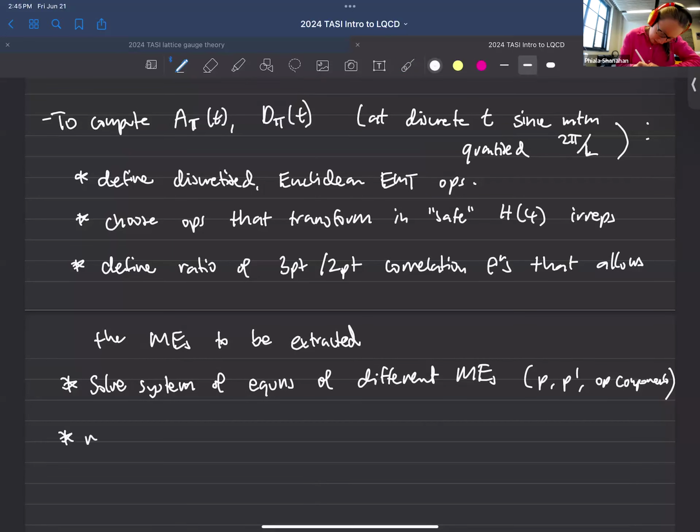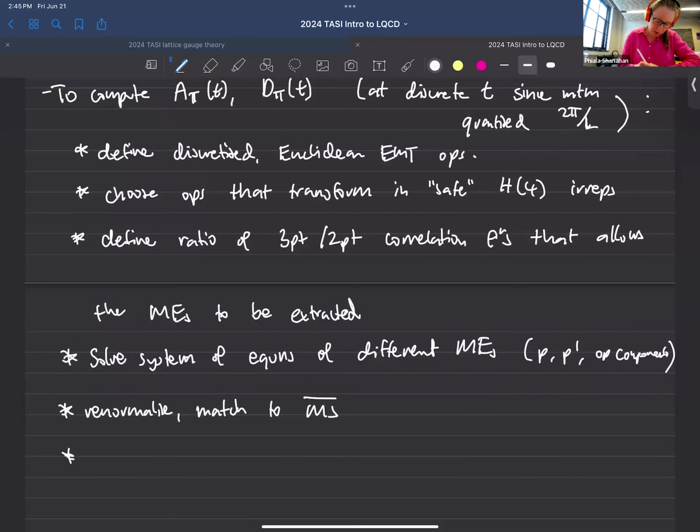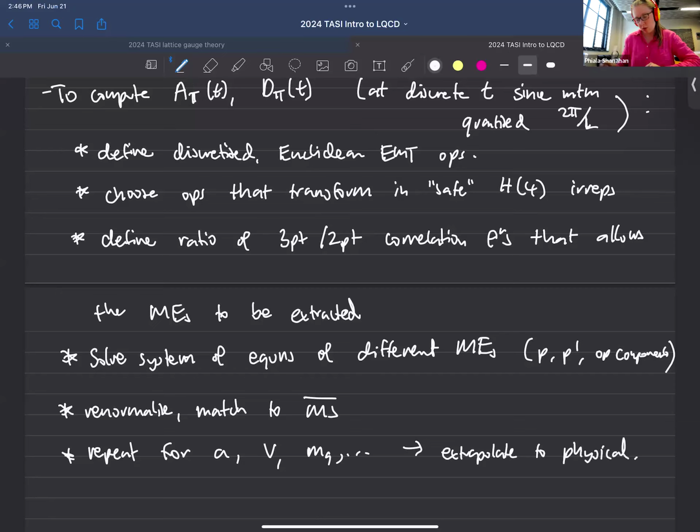Then you have to renormalize. Match to MS bar, and then repeat for different lattice spacings, volumes, bare quark masses, to extrapolate to the physical point. So that's the generic process.